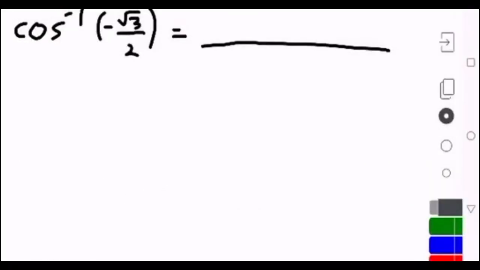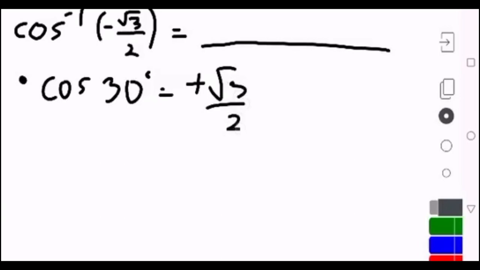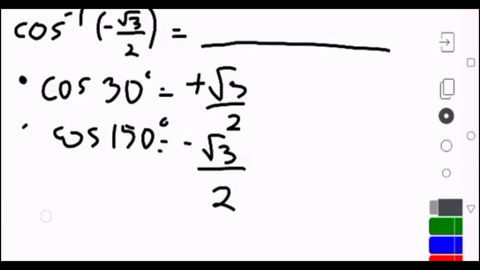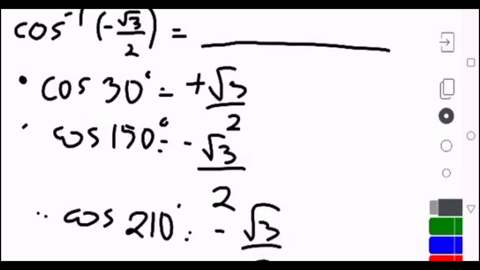So for the second example, we need to find the arccos of negative square root of 3 over 2. In this case, may tatlong possible values na nag-equal sa negative square root of 3 over 2. Una is yung cosine 30 degrees na equal sa positive square root of 3 over 2. Next is cosine 150 degree nag-equal sa negative square root of 3 over 2. And last, cosine 210 degree nag-equal sa negative square root of 3 over 2. Sa tatlong to, isa yung final answer dito.